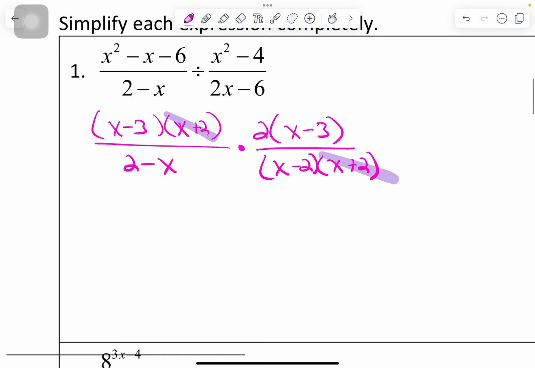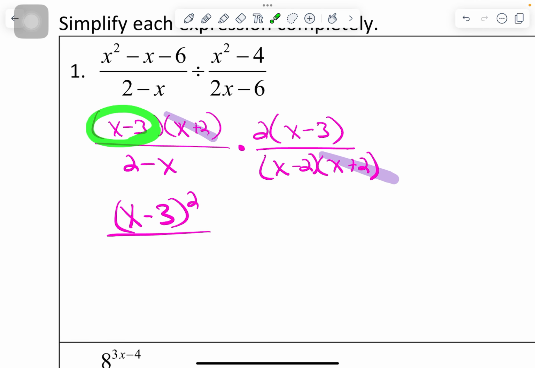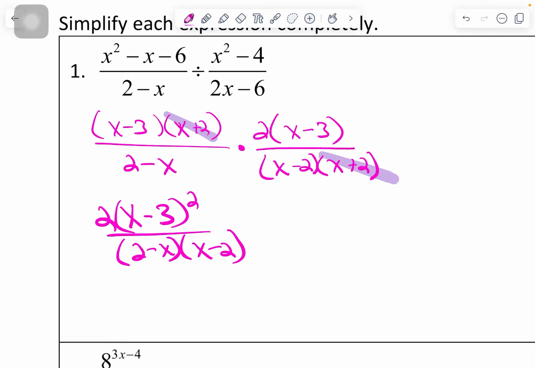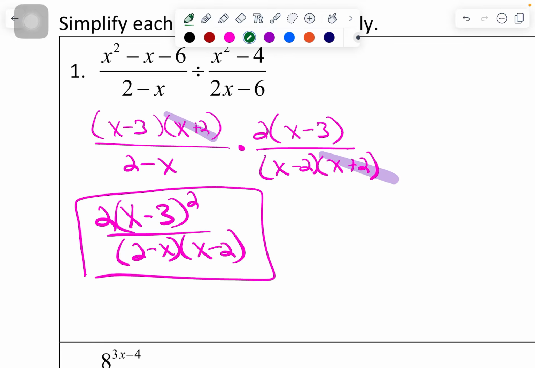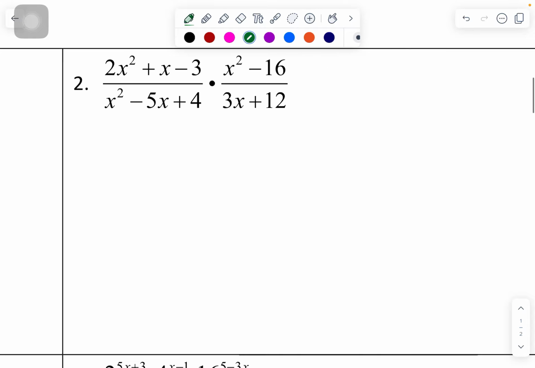So you're just going to write down what you have left over. So x minus 3 happens to be squared because there are, let's see, 2 of them here. I need to also include that 2 in the numerator. And then in the denominator, I've got 2 minus x and x minus 2. All right, that is it for problem number 1. Let's roll on over to number 2 here.